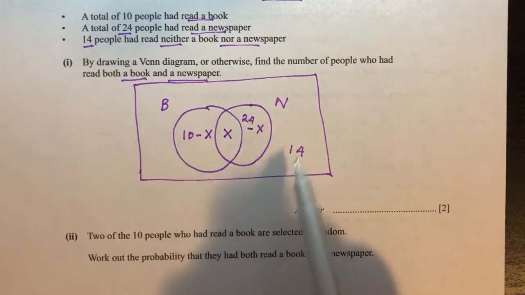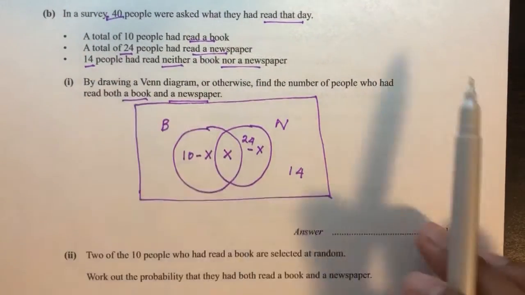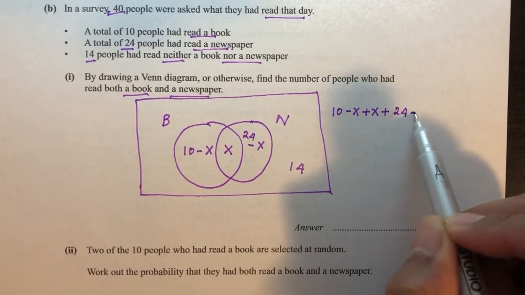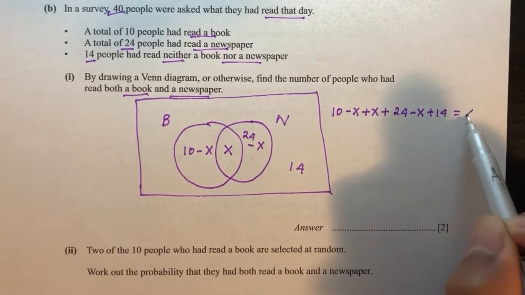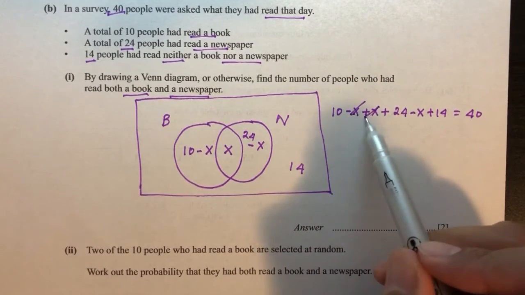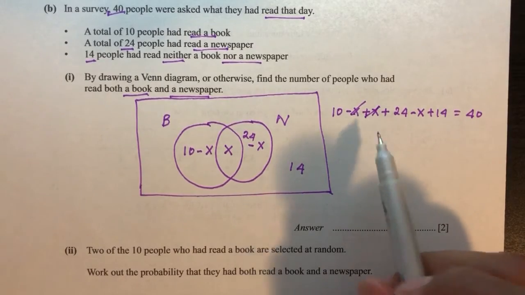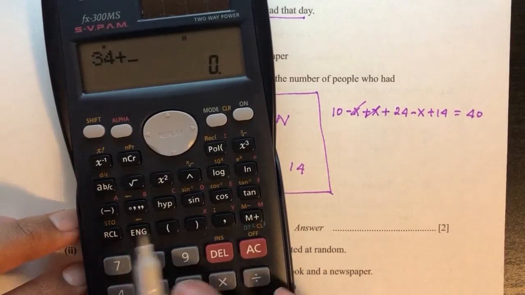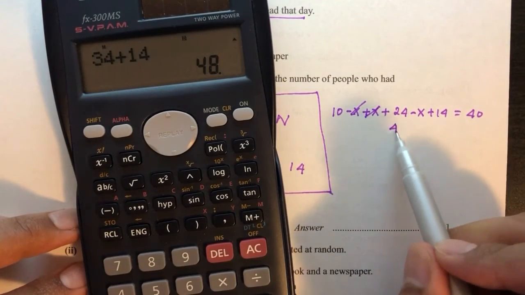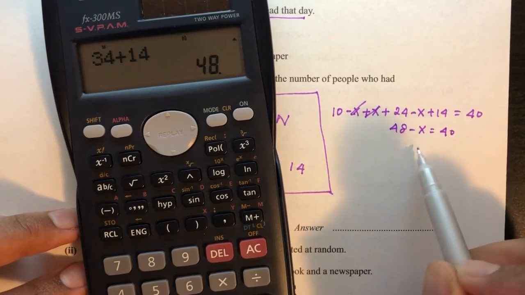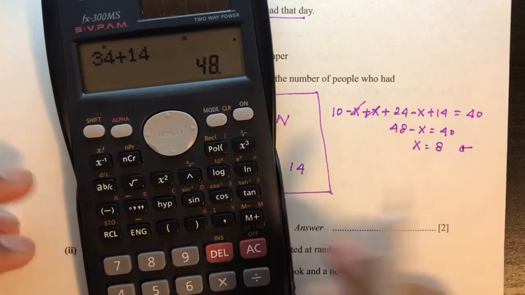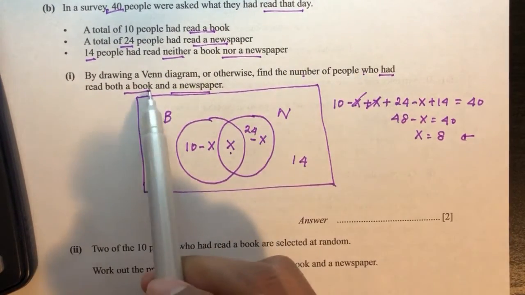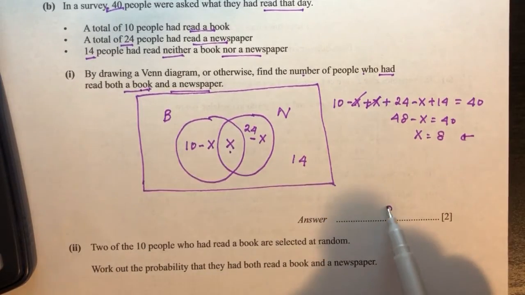So we know that in total we have 40 people. Which means if you add everything, plus 14, it needs to equal 40. So let's simplify. This will go away. What is 10 plus 24? It will be 34. 34 plus 14 will be 48. So 48 minus x will be 40. So x will be 8. So this value here will be 8, which is the number of people who had read both a book and a newspaper.